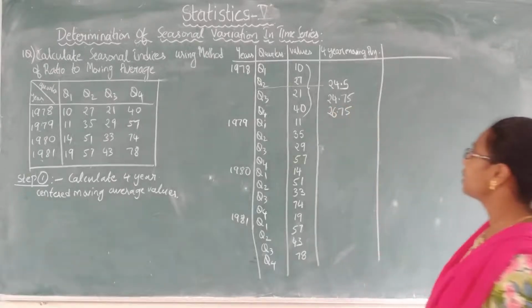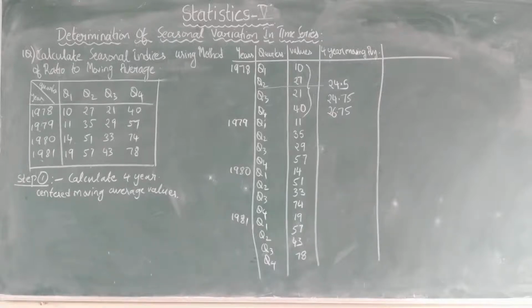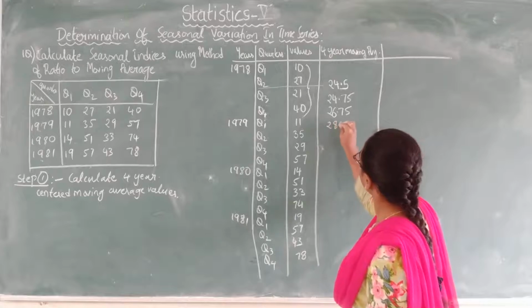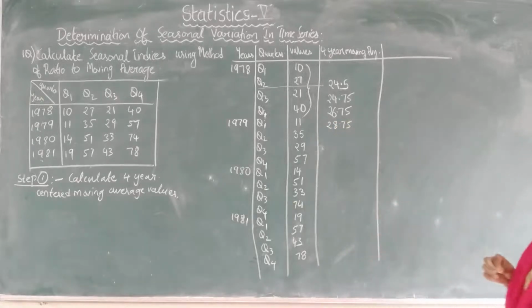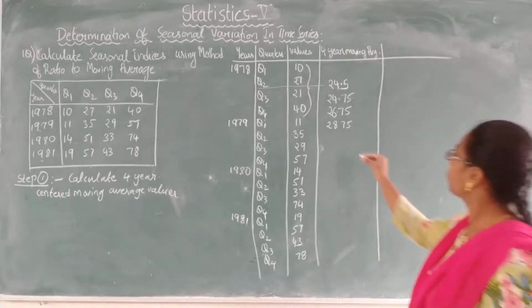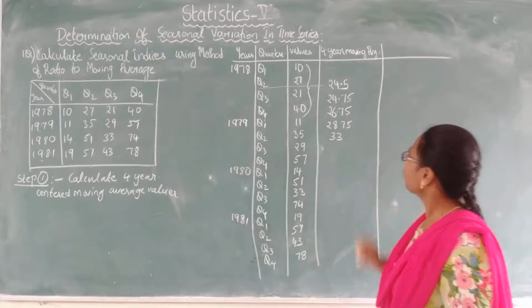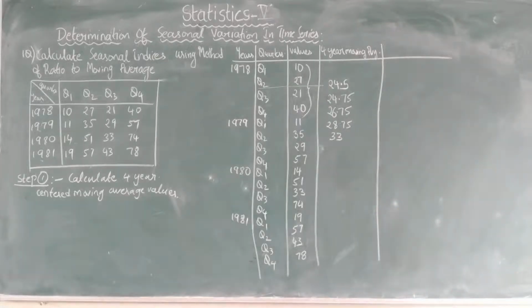Next is 40 plus 11 plus 35 plus 29 divided by 4, you will be getting 28.75. And the next is 11 plus 35 plus 29 plus 57 divided by 4, you will be getting 33. Next is 35 plus 29 plus 57 plus 14 divided by 4, you will get 33.75.